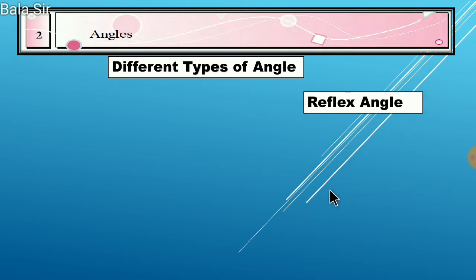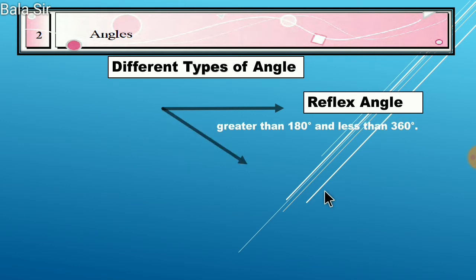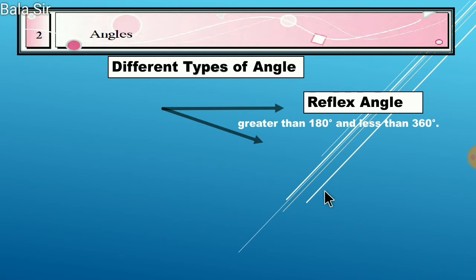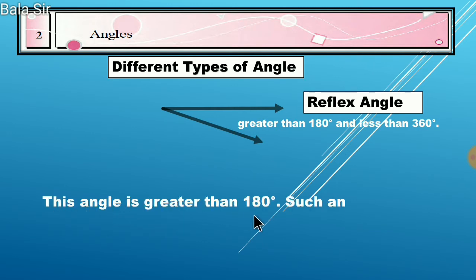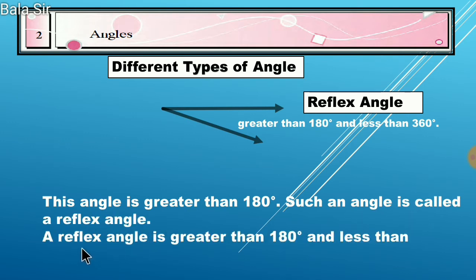Reflex angle. A reflex angle is an angle which is more than 180 degrees. You can see the different types of figures for reflex angle. Here, greater than 180 but less than 360. This angle is greater than 180. Such an angle is called a reflex angle. A reflex angle is greater than 180 and less than 360.